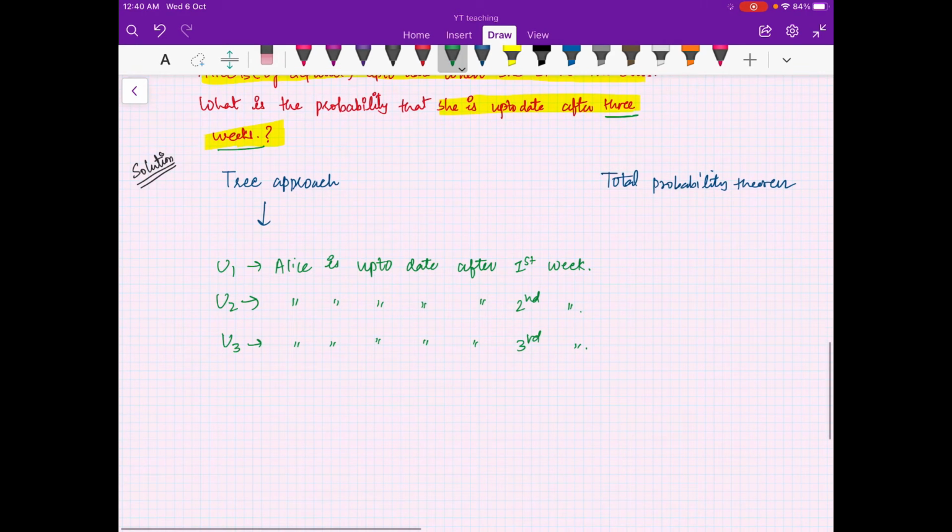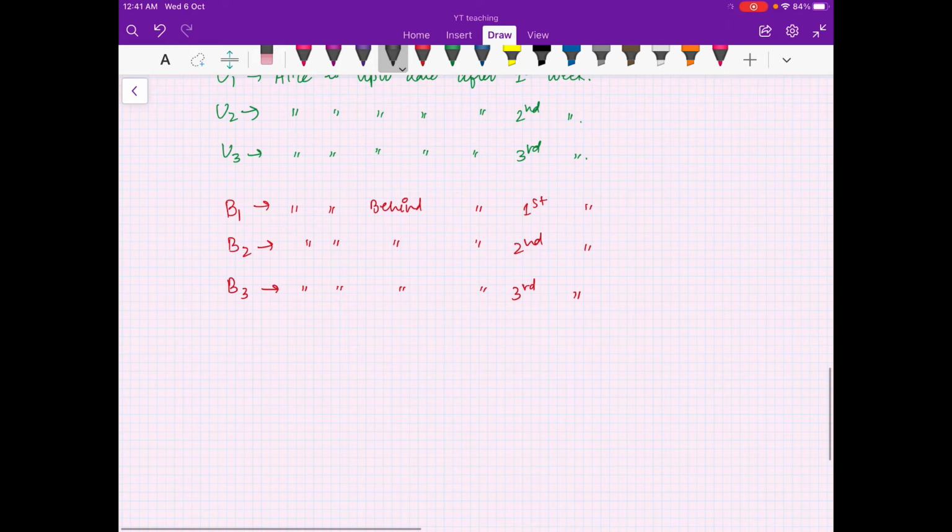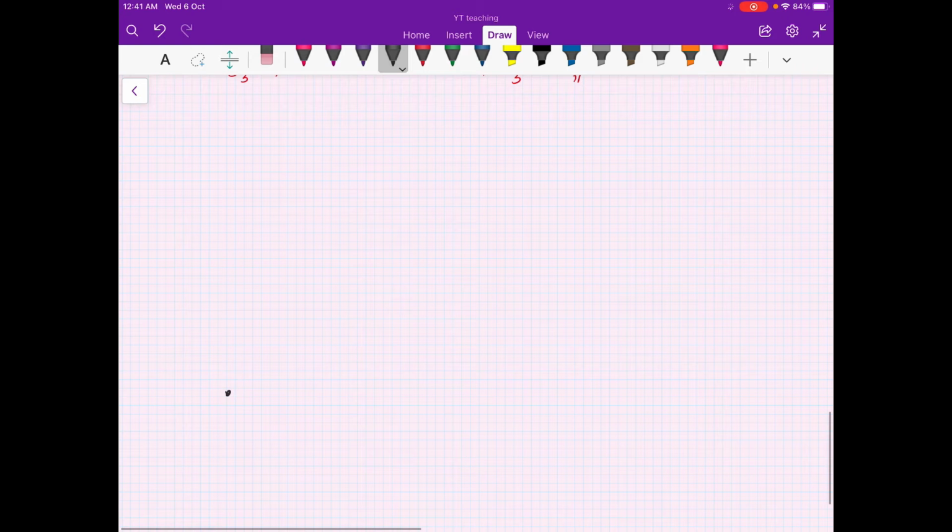Okay. And then similarly I am writing B1, U for up to date and B for behind. B1 is Alice is behind after the first week. And then we have B2, which is Alice is behind after the second week. And then we have B3, which is Alice is behind after the third week. Right. Now you see, we can make it like this, that if this is the start of the class.